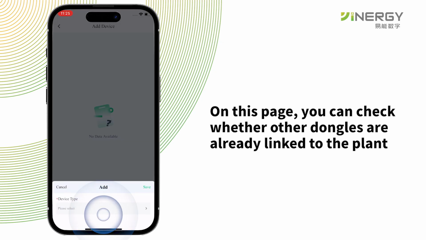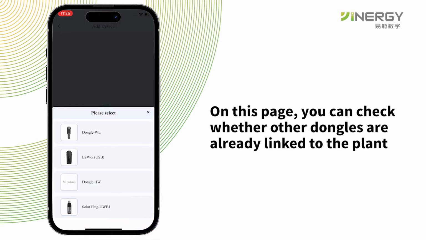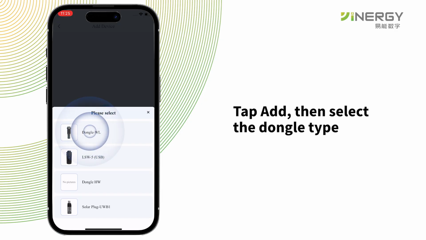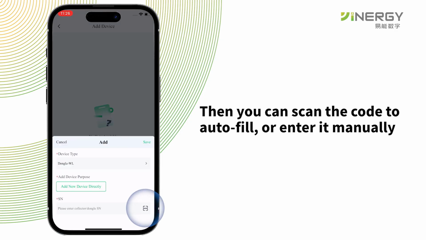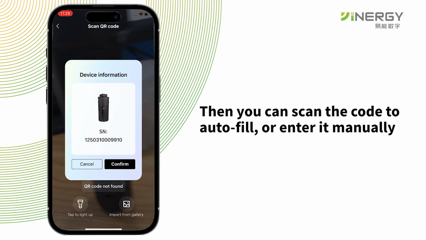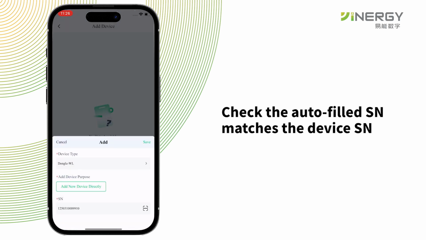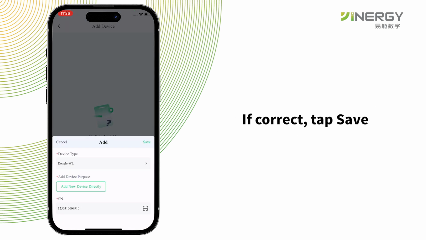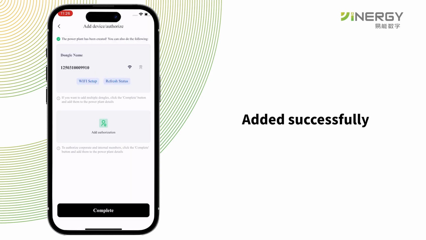On this page, you can check whether other dongles are already linked to the plant. Tap Add, then select the dongle type. Then you can scan the code to autofill, or enter it manually. Check the autofilled SN matches the device SN. If correct, tap Save. Added successfully.